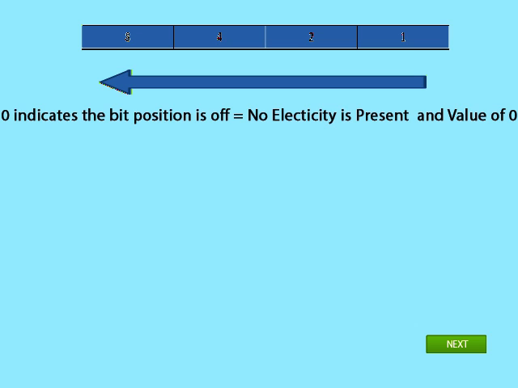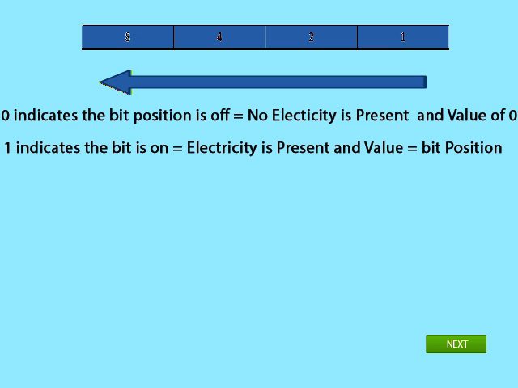So let's take a look at a bit value chart to see how these numbers are converted. There are 4-bit positions that have a value from right to left of 1, 2, 4, and 8. If the bit positions are turned off, this is an indication no electricity is present and the nibble has a value of 0 and looks like this. If they are on, electricity is present and the value 1 is shown and looks like this.